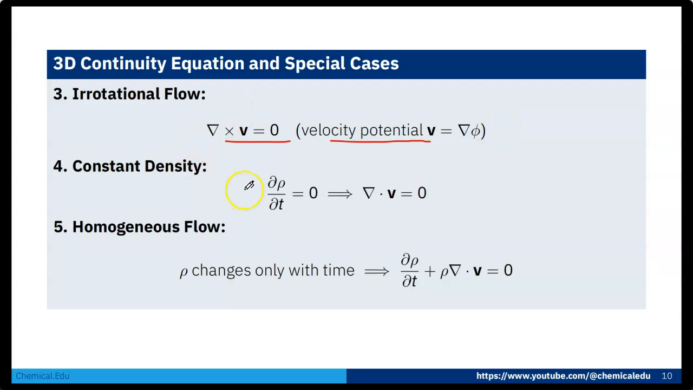Constant density, partial derivative of rho with respect to t is equal to 0, so nabla dot v is equal to 0. Homogeneous flow, where only rho changes with time, so here that is partial derivative of rho with respect to t plus density into nabla dot v is equal to 0. So that's it.